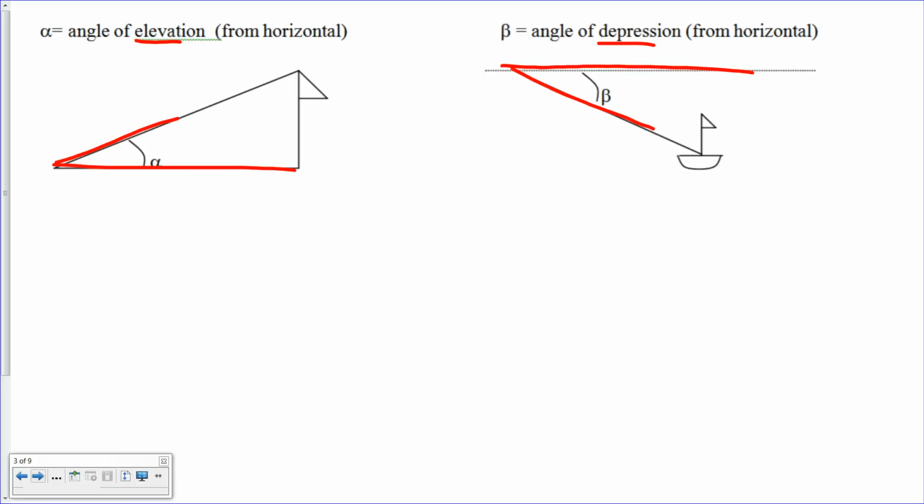Angle of depression. These are two terms that you're going to want to make sure you use effectively when you're setting up problems. Don't make the mistake on the depression. You may have to draw this horizontal line outside of your diagram in order to put in the angle correctly.